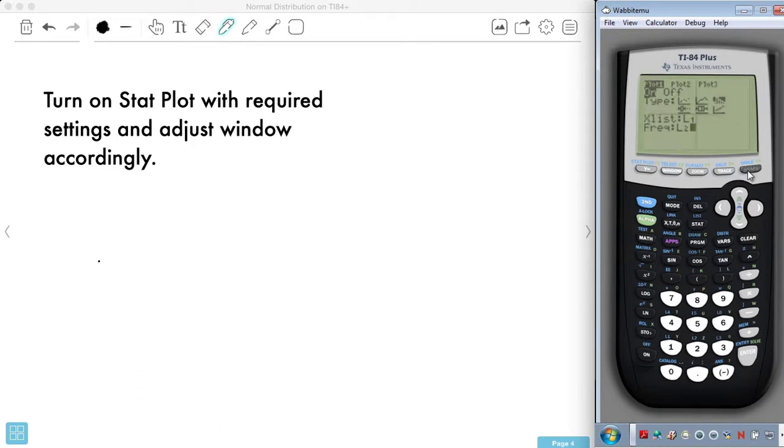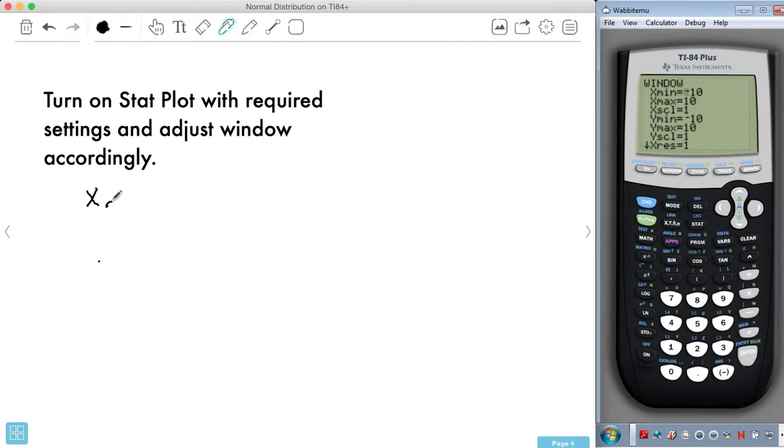If I press graph right now, I may or may not see some bars with my data because I need to adjust my window. So I go to window. Now there are some very specific window settings you want to set when you're trying to determine if this is normally distributed data or not. For my X min, I want to type in my mean minus 4 times my standard deviation. For my X max, I want to type in my mean plus 4 times my standard deviation. And for my x scale, I want to put the standard deviation.